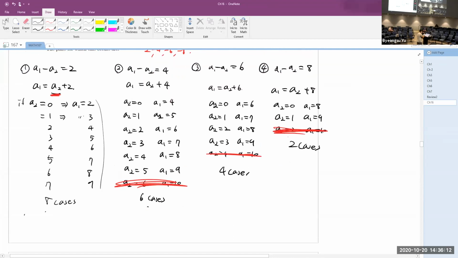And again, you know, the negative cases are the same ones, but in different positions, right? So A1 minus A2 equals minus 2 is the same, but with different positions. Okay, question?